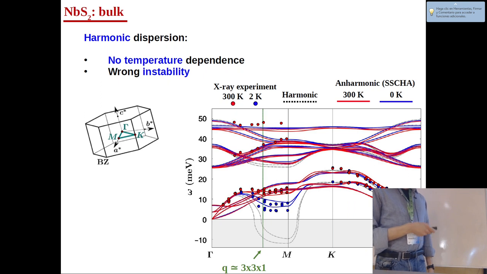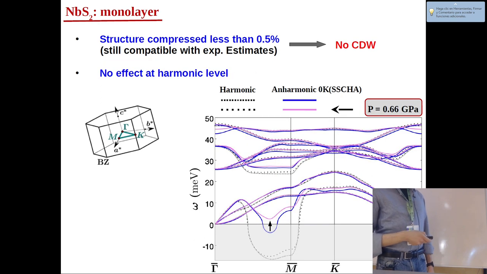So, as you can see, the agreement between the SCHA and the experiment, this is the result of the X-ray experiment with these points here. As you can see, it's very good. And there is a clear temperature dependence of the phonon dispersion. And also, I show you what happens when you consider the monolayer.